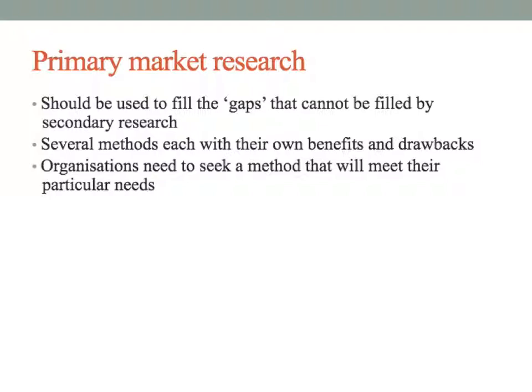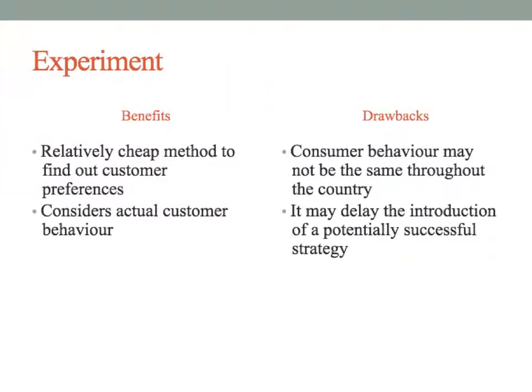So in reality, it's the secondary market research that comes first, and it's only if you can't find the answers any other way, only then do you fill the gaps with primary market research. And so we're going to look at these primary market research options already. You've got to try and concentrate on what your organisation needs. That's got to be the primary reason for using this method. So we'll start with experimentation then.